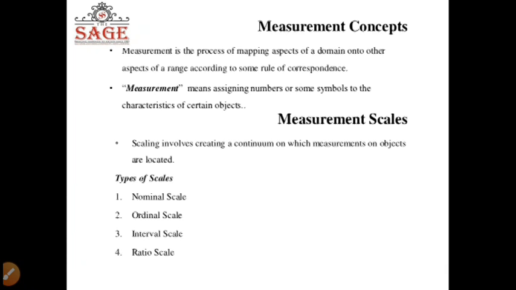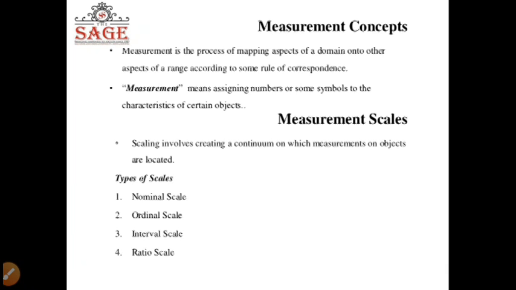Measurement is a process of mapping aspects of a domain onto other aspects of a range according to some rule of correspondence. So naturally there has to be a correspondence, so that you should be able to relate to the data not only to yourself but to the entire world. If I am saying that my height is 5 feet 6 inches, it means that it is 5 feet 6 inches whether I am in India or in America or anywhere in the world.